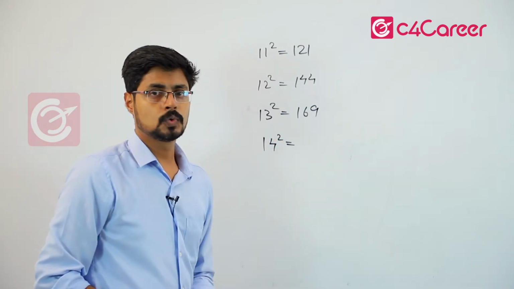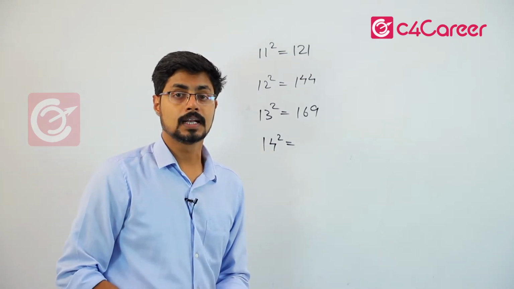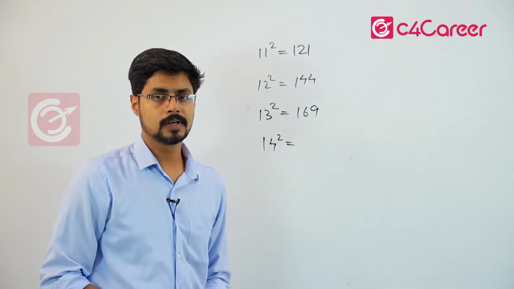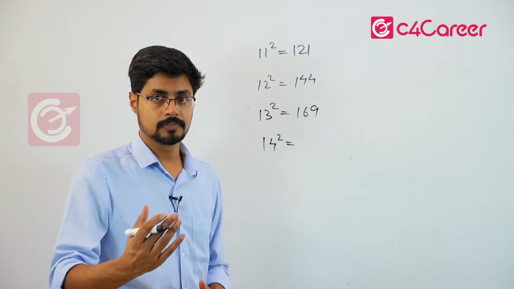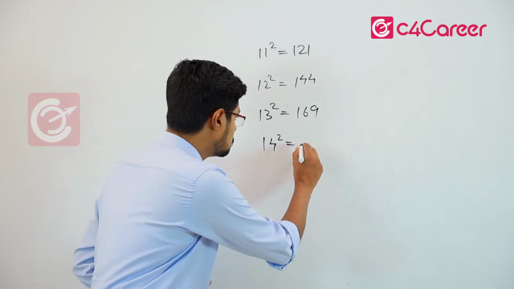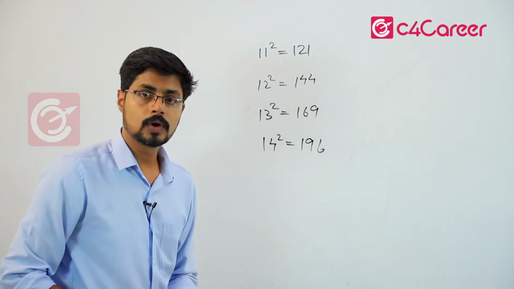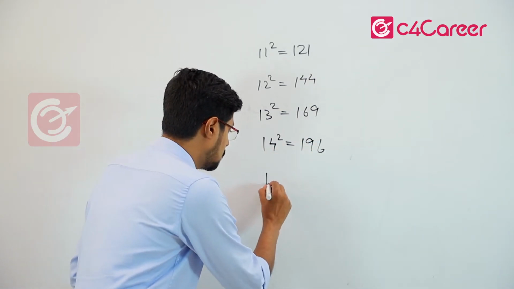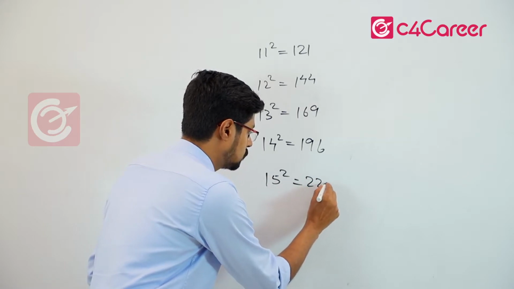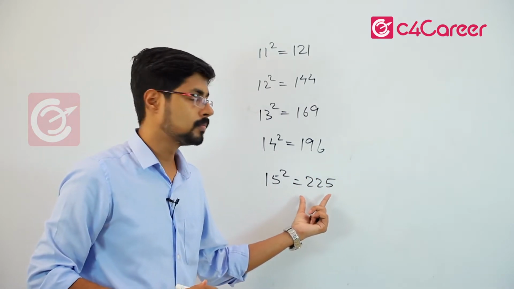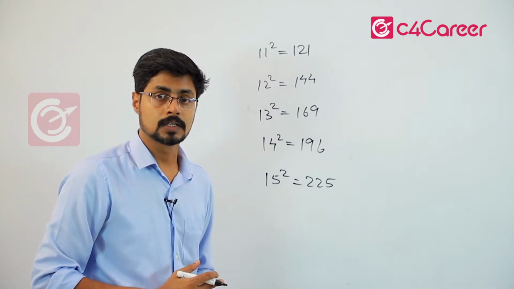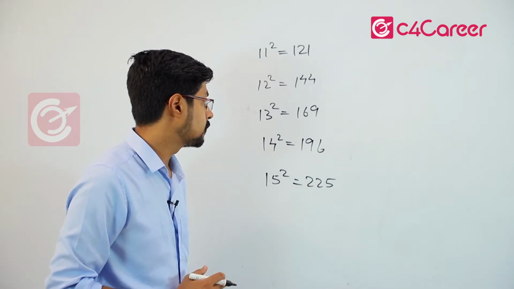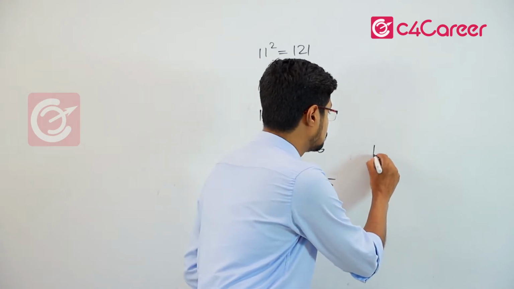14 square. So here is where most of us find the challenge. Many of us stop at 13 square. We don't recollect the squares of 14. So from here on we have to memorize if we don't know that already. 14 square is 196. 15 square is 225. This is a very important number. 15 is a very important number. So the square has to be memorized thoroughly. 15 square is 225. What is 16 square?